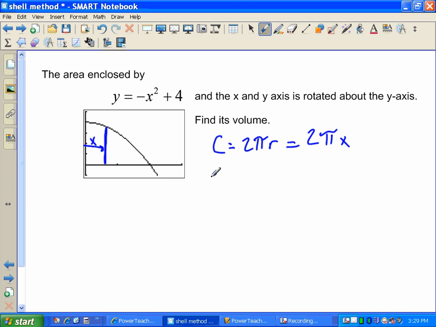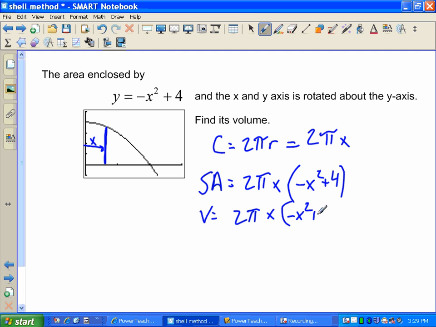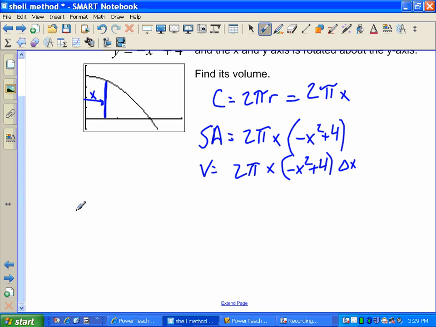Then we get into the surface area portion of it. Surface area, 2 pi x times the height. Height is just the function. We're just talking about a solid piece, so just the function. And again, turn it into volume. Volume is 2 pi x times negative x squared plus 4 times delta x. I want the full volume, so of course I'm going to integrate. I'm going to integrate 2 pi, a constant, so that can go outside the integral, x times negative x squared plus 4. Since we're integrating, we're going to make that a dx.